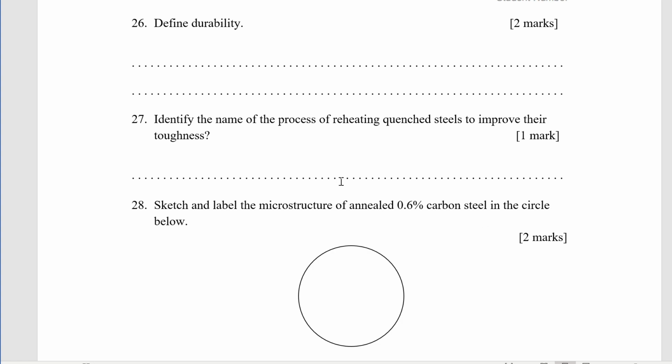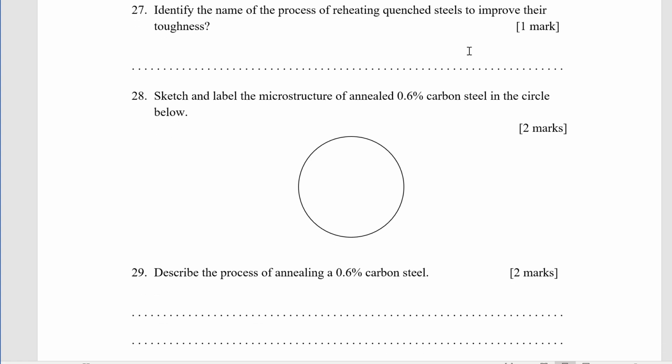Okay, identify the name of the process of reheating quenched steels to improve their toughness: tempering. Sketch an annealed 0.6% carbon steel. Well, what I would do is draw a couple of lines, and I would draw straight lines across 2/3 of them, because at 0.6 we're not at full pearlite, and then you need to label it. You only get 1 mark for the drawing. You get 1 mark for the labeling.